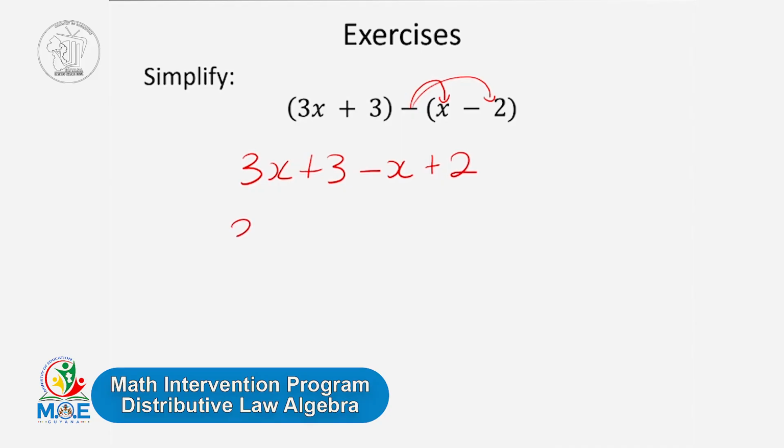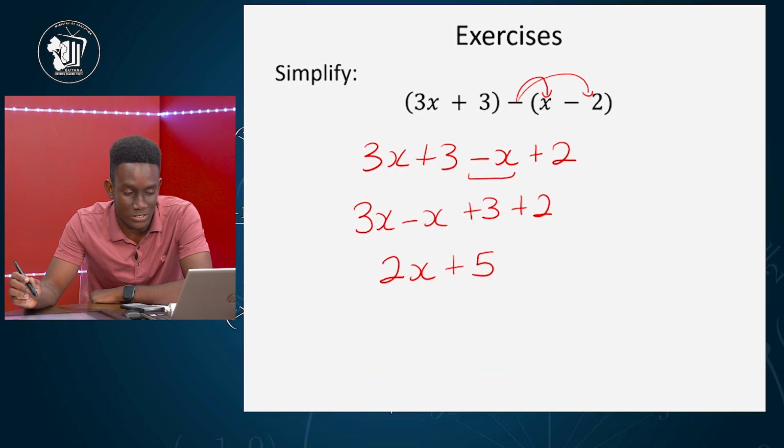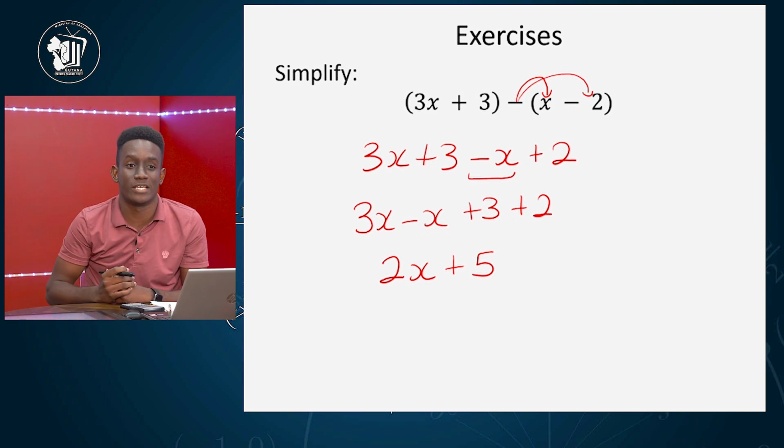And then we put the like terms together. This will be 3x. And we move this here, so we move it with the sign in front. Subtract x plus 3 plus 2. So 3x subtract x would give me 2x, and 3 plus 2 would give me 5. So when I simplify this, I will get 2x plus 5. So I had to distribute the negative sign.